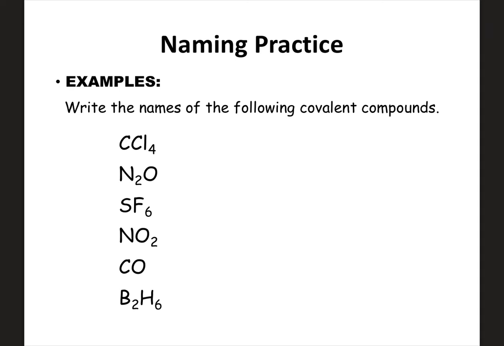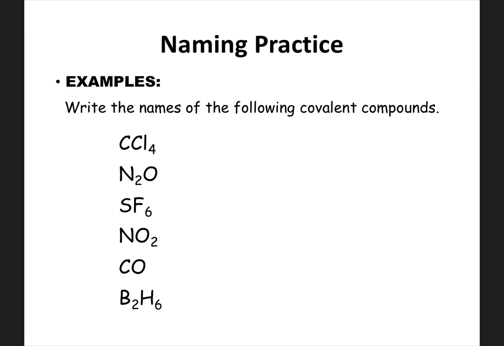So just a quick review of these rules. For covalent compounds, you write the name of the first element, and then you write the second element, but with an IDE ending, and then you use prefixes to indicate how many there are of each element. So you do need to know the prefixes. We would never put the prefix mono on the first element, even if the first element just has one. You don't put that on the first element.